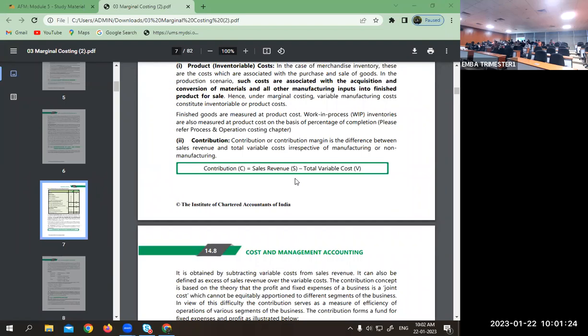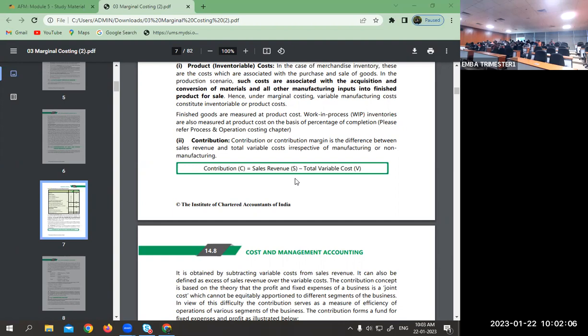One small, particular stage. Instead of subtracting all the costs from the total revenue, we are subtracting only variable cost at first. The remainder is called contribution. From contribution, we subtract fixed cost to find out the profit. So this is called the marginal cost equation. There are two equations. One is contribution is equal to sales minus variable cost. Next, contribution minus fixed cost is equal to profit.